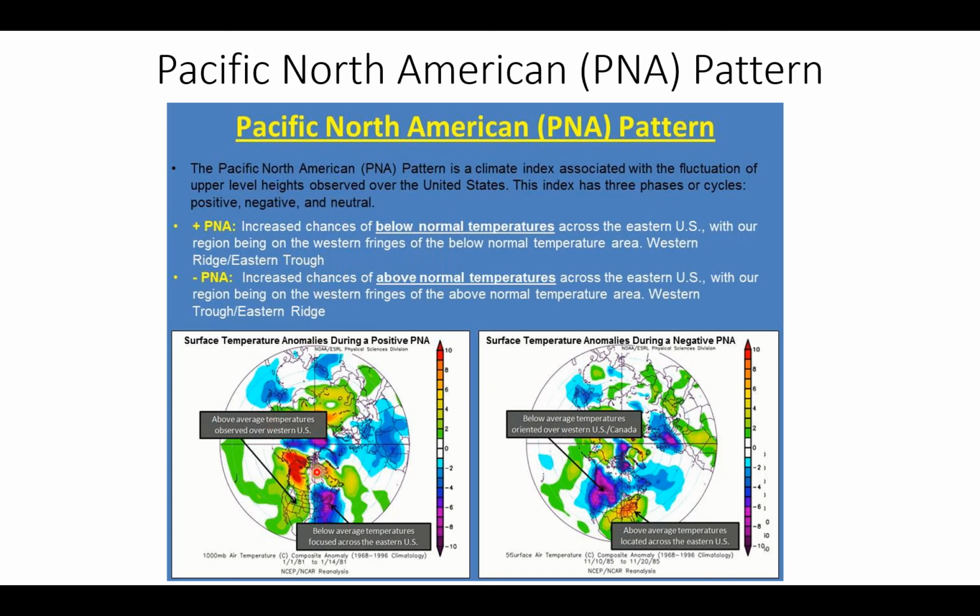Typically what you get with a positive PNA pattern is a ridge out in the western U.S. and a trough in the eastern U.S. With a negative PNA, we flip that pattern. So now we have a trough in the western U.S. and a ridge in the east, and that increases the chances for above normal temperatures across the eastern U.S. in a negative PNA situation, but colder temperatures over the western U.S.